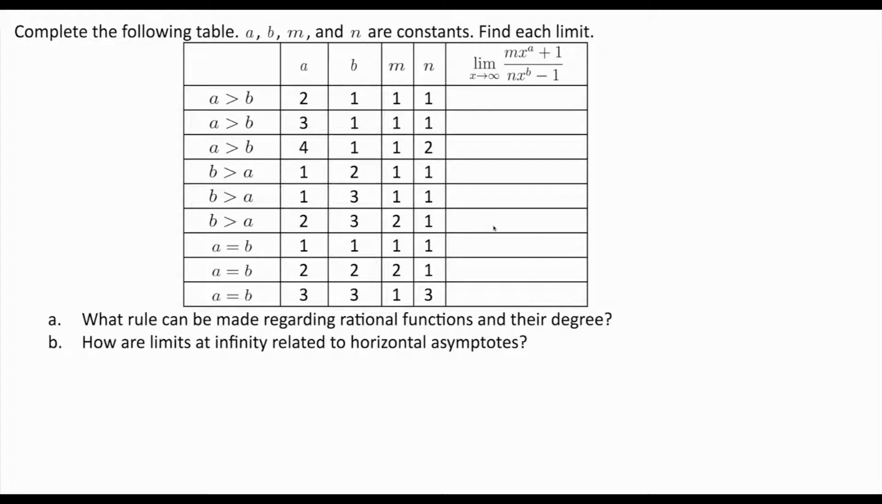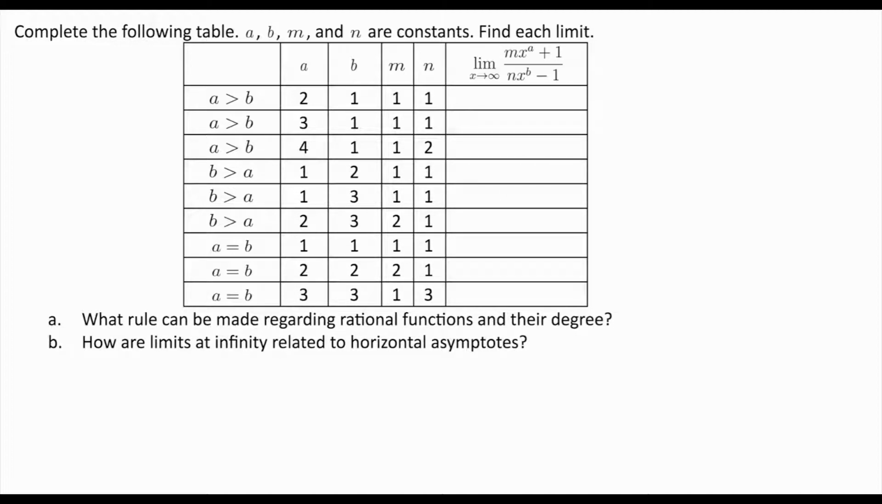We have to complete this following table, so we have to fill this in right here. It says find each limit, so we're finding all of these right here based on these constants. Now the main thing that you're going to try to find here, as you see from part A, it says what rule can be made regarding rational functions and their degree. So that's basically what we're going to try to find here, is some kind of trend where if A was greater than B, three times, then flipping that around, B is greater than A, again three times, and then if A and B are equal. Okay, if you notice M and N, they're equal sometimes and sometimes they're not. We're going to notice that as well, hopefully, in the trends.